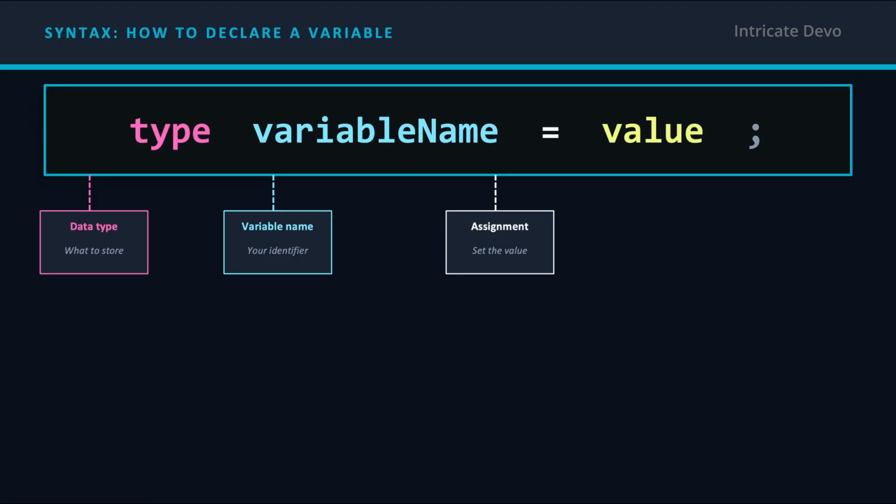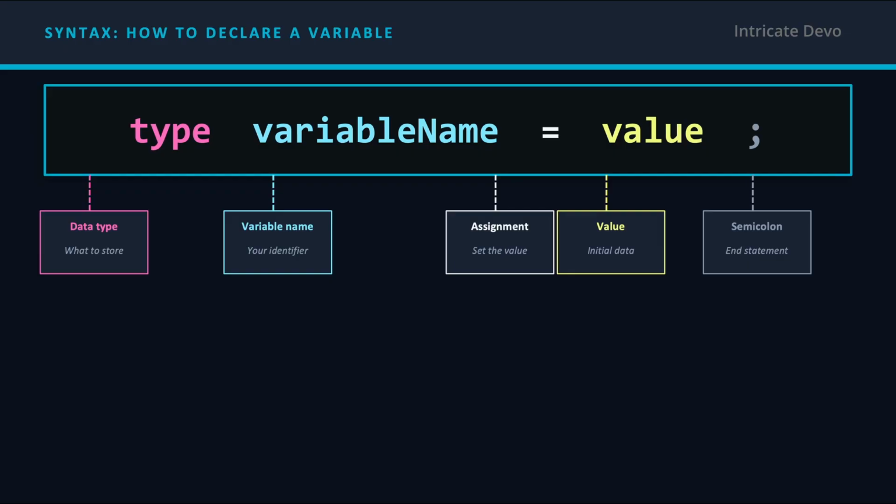In Java, the equals sign is the assignment operator. It means put this value into this variable. Then the value, the actual data you want to store. And finally, the semicolon. This tells Java this statement is done. Every single statement in Java ends with a semicolon. Do not forget it, it will cause a compile error.